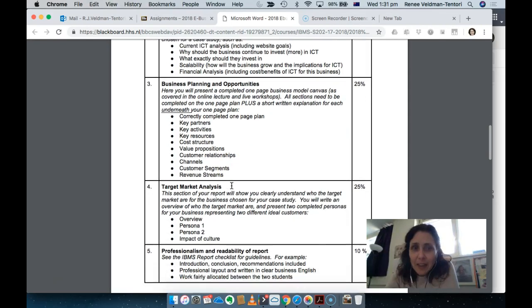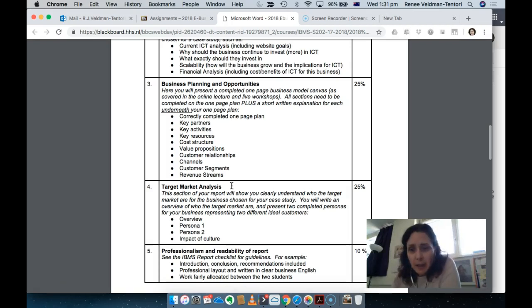Business planning and opportunities, this is where we tell you which tool to use, which is the business model canvas. Business model canvases should be dot points. We don't want to see sentences and explanations on the canvas itself. Canvas should be 1 page. Usually it's landscape, so when you're presenting it in a report, you decide how to do that in the Word document. Some students like to submit as a PDF file so that it stays in the right format.